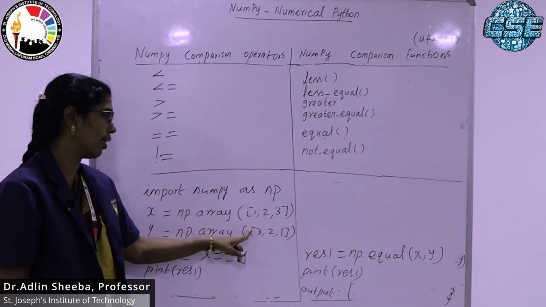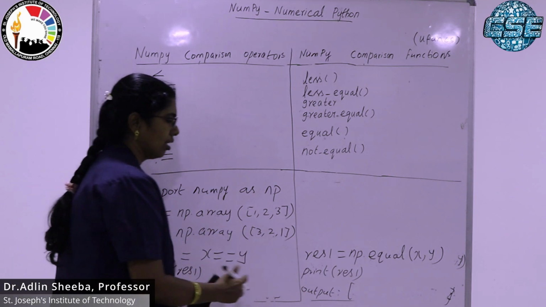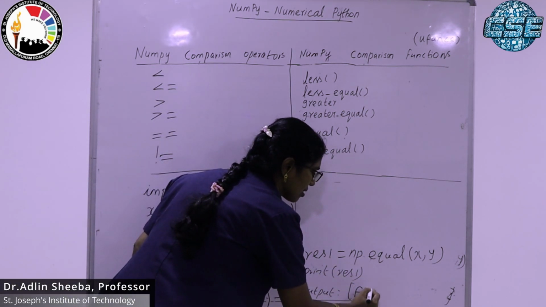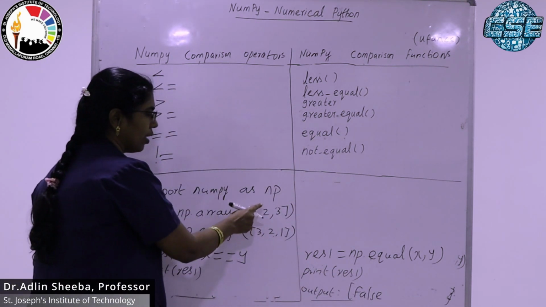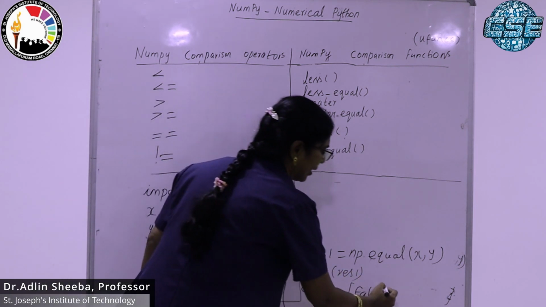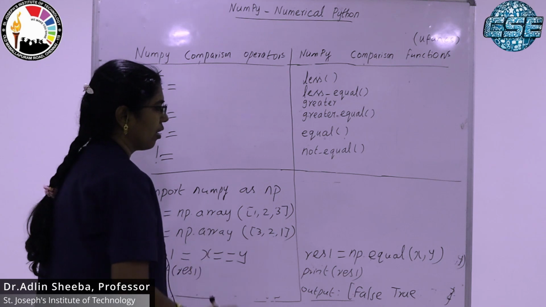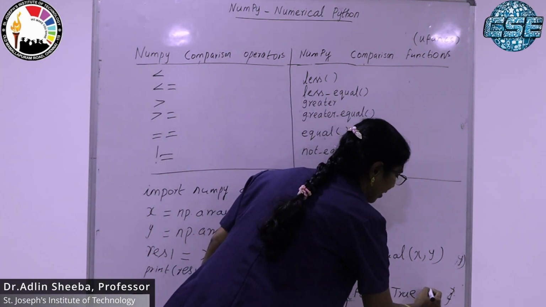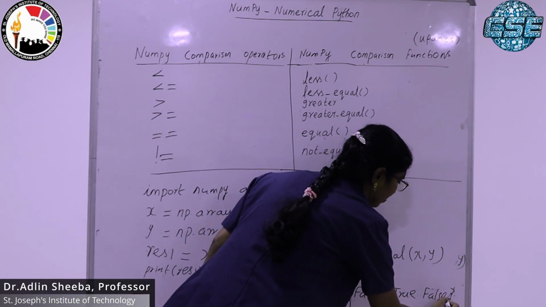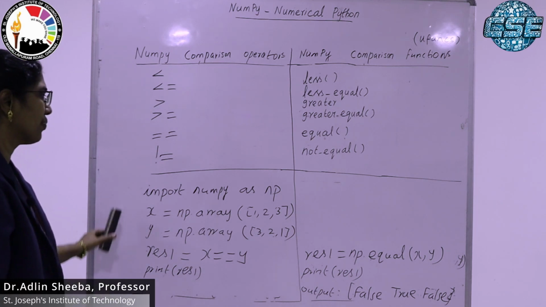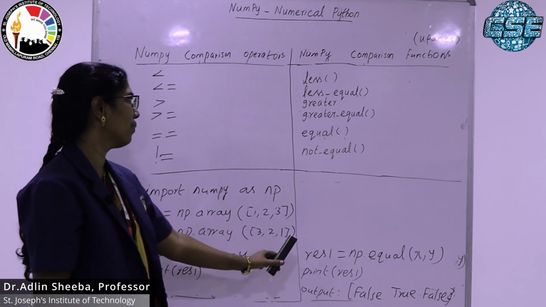So we are comparing 1 and 3. 1 and 3 are not equal, so it is false. And 2 and 2 are equal, so it is true. And 3 and 1 are not equal, so again it is false. So this is the output.